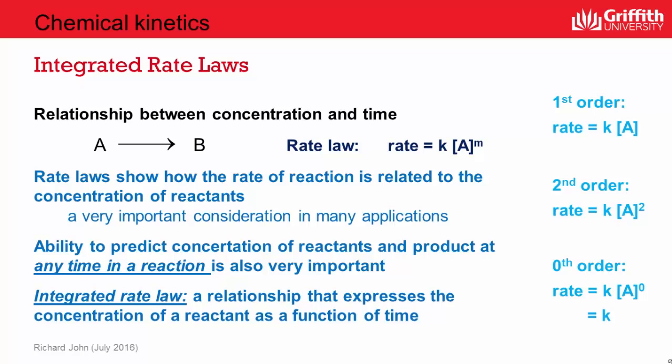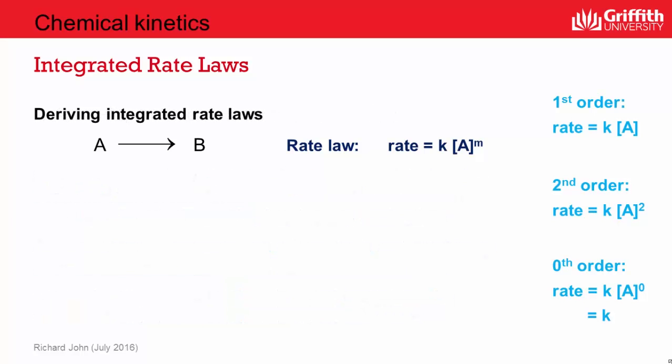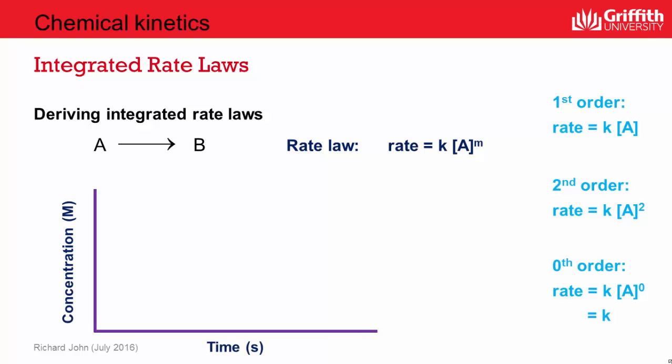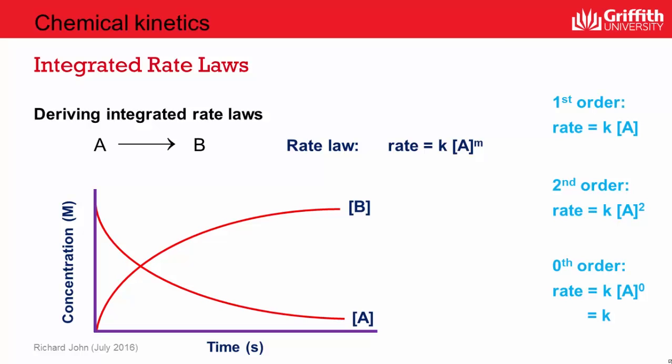And an integrated rate law is a relationship that expresses the concentration of a reactant as a function of time. Now, in this reaction of A going to B, it implies that as the reaction proceeds, A is being consumed and B is being produced, and we can plot the course of that reaction using a concentration time plot, where we see that as A is consumed, its concentration decreases with time, and as B is produced, its concentration increases with time.